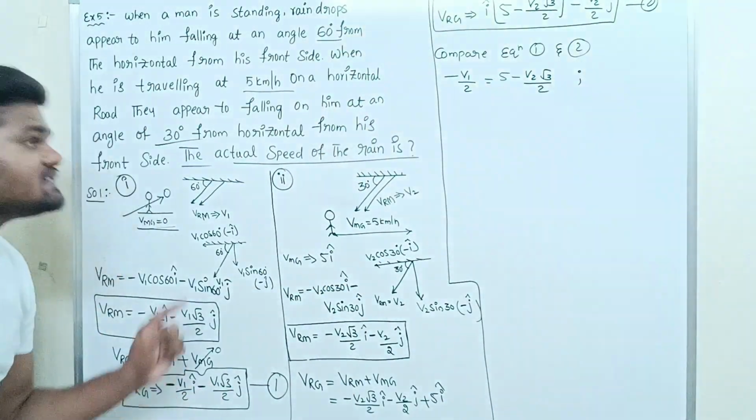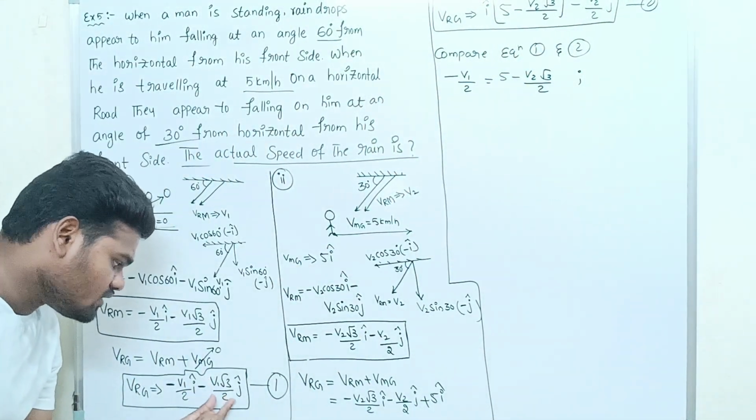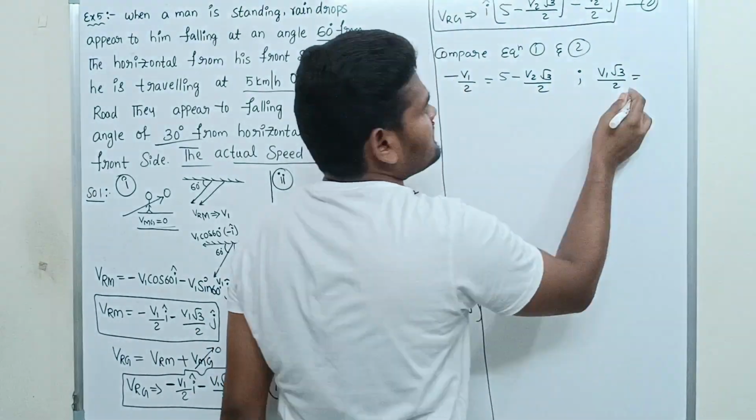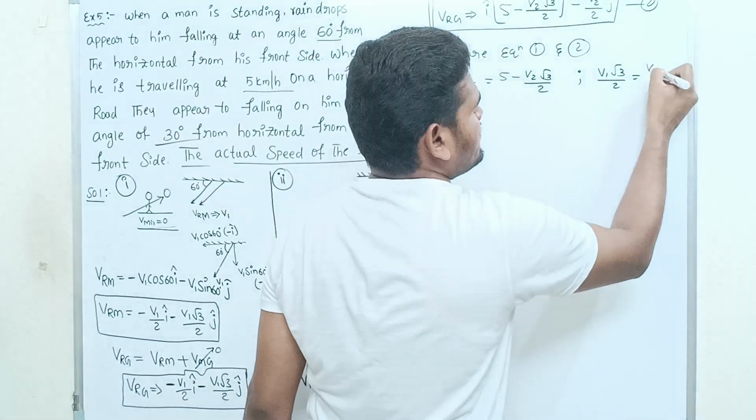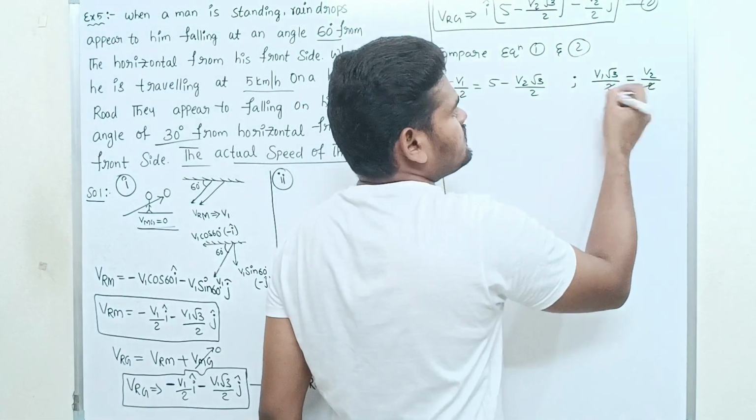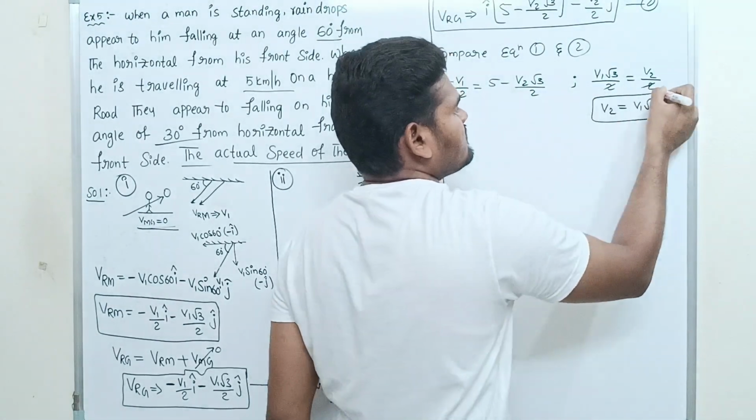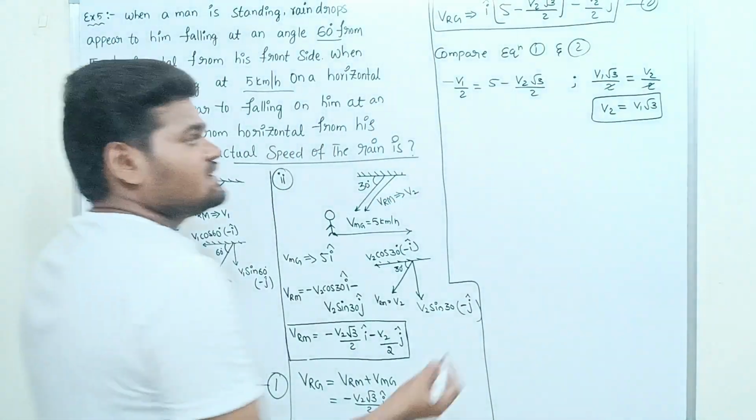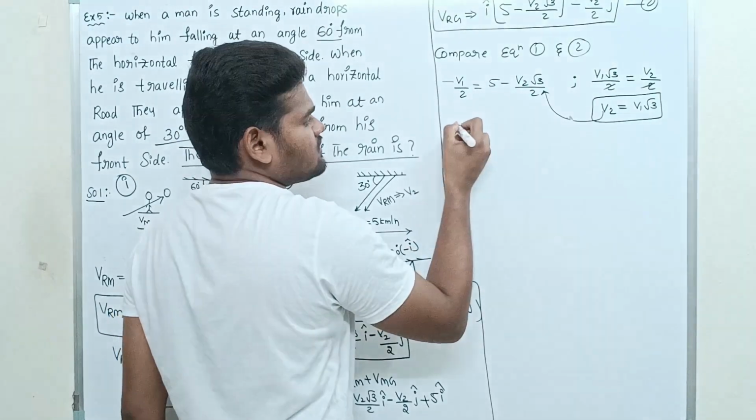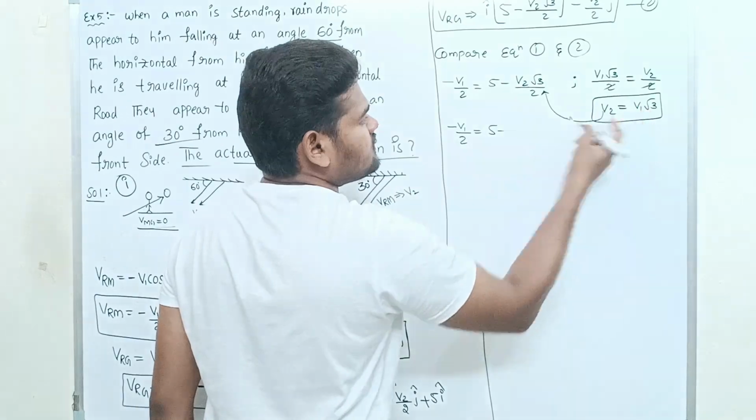I am comparing equation 1 and 2. Have a look. Here minus is there, here j cap is there. V1 root 3 by 2 is equal to V2 by 2. The 2 gets cancelled out and V2 is equal to V1 root 3. V2 is equal to how much more? V1 root 3. Just substitute the V2 value here. So minus V1 by 2 is equal to 5 minus, what is the value of V2?